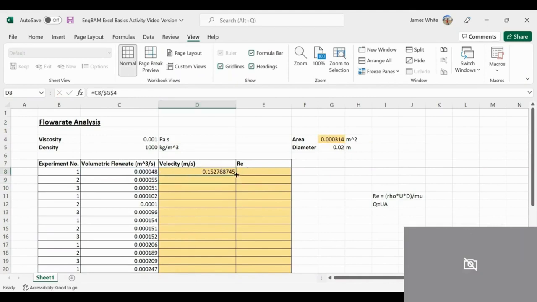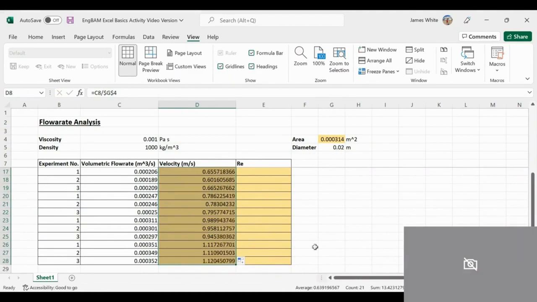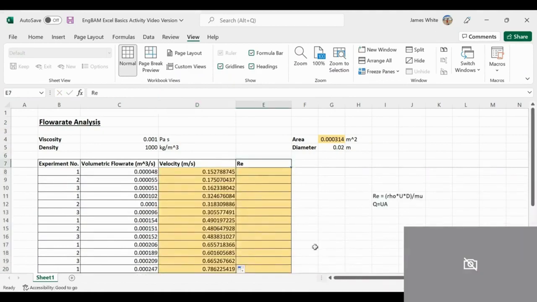So again, bottom right hand corner of this cell, you should see the black cross appear. Click that and drag it down, and we have calculated the velocities. So that is the next stage done for you.